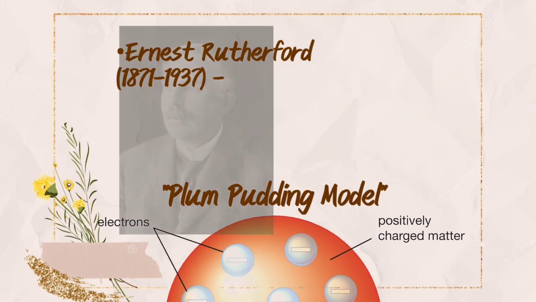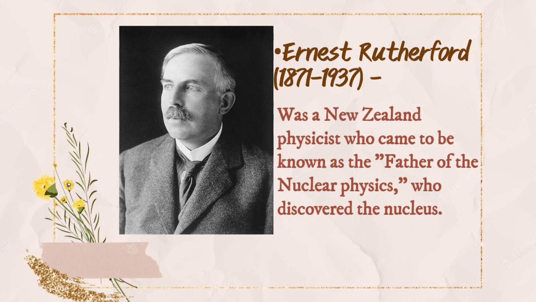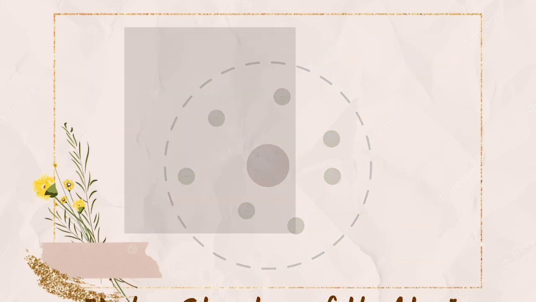Ernest Rutherford was a New Zealand physicist who came to be known as the father of nuclear physics, who discovered the nucleus. He postulated the nuclear structure of the atom, discovered alpha and beta rays, and proposed the laws of radioactive decay. The protons are actually all located in the nucleus of the atom, and the electrons are all scattered and are traveling around the atom's edge, but where they exactly are can't be determined nor described.